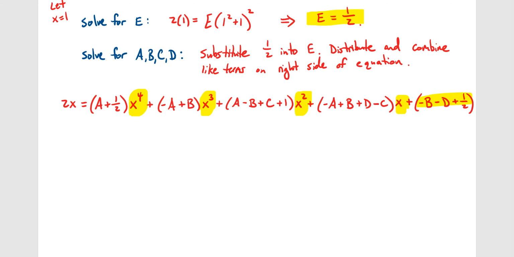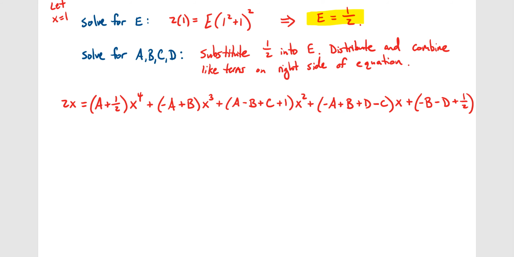So the coefficient on the x to the 4th term is a plus 1/2. The coefficient on the x cubed is negative a plus b. Coefficient on the x squared is a minus b plus c plus 1. Coefficient on the x is negative a plus b plus d minus c. And then the constant is negative b minus d plus 1/2.